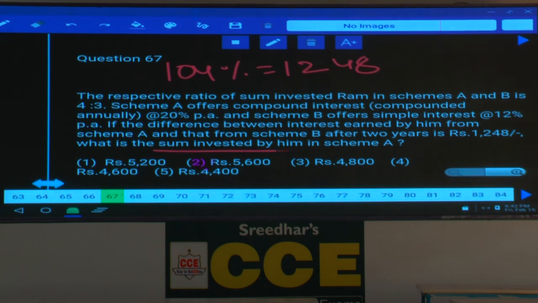You are asked to calculate the sum invested in scheme A, which is what percentage? 400%. 4 parts and 3 parts are treated as 400% and 300%. Yes. 104 how many times? 12 times. 400 12 times? 4800.